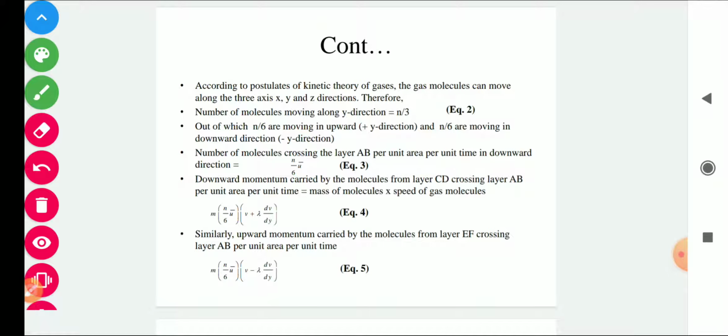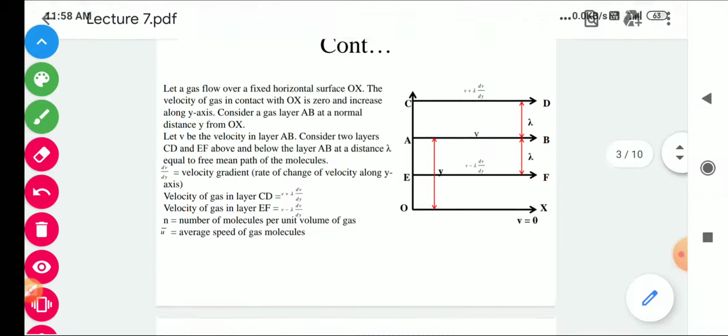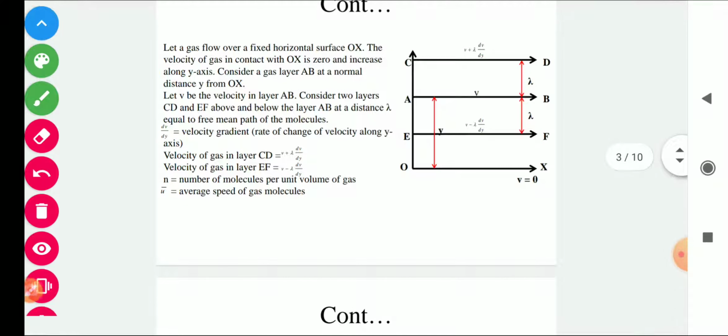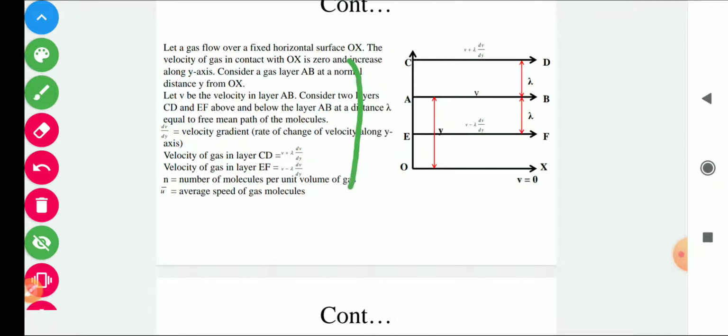Now, in the y direction, out of n by 3 molecules, half of the molecules will move in the upward direction and half will move in the downward direction. If you can see in this diagram, the y-axis is this axis. The probability is equal for upward and downward motion.